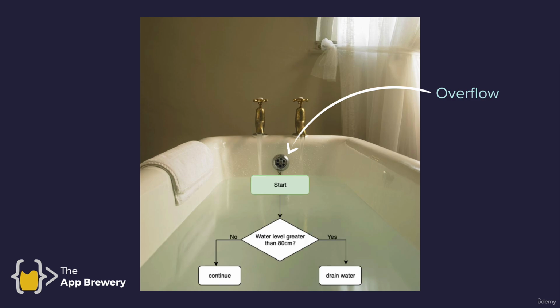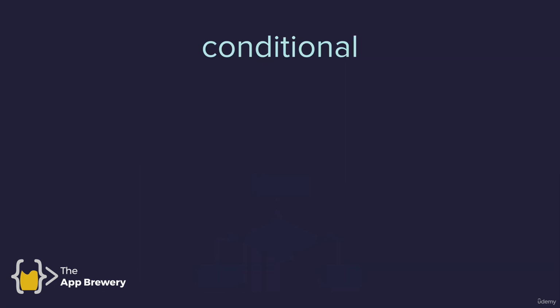When the water level is, say, greater than 80 centimeters, then it should drain the water. But if the water level is not greater than 80 centimeters, it should continue filling up the tub. This type of conditional statement is known as an if-else statement. Depending on a particular condition, we would do either A or B.